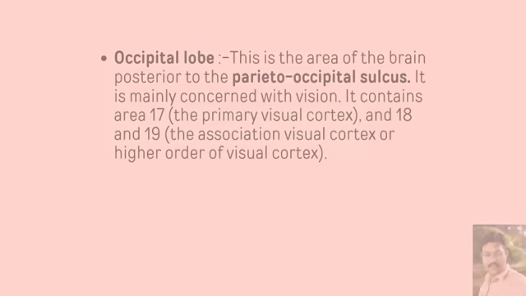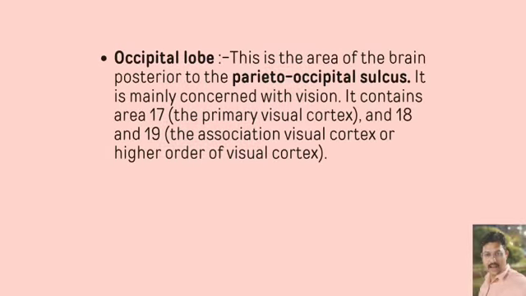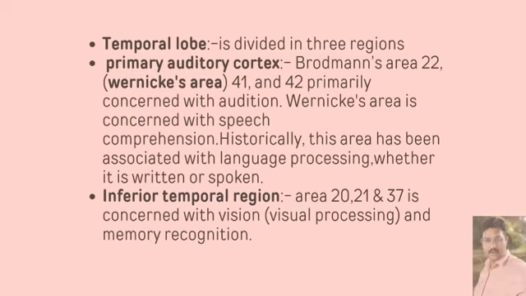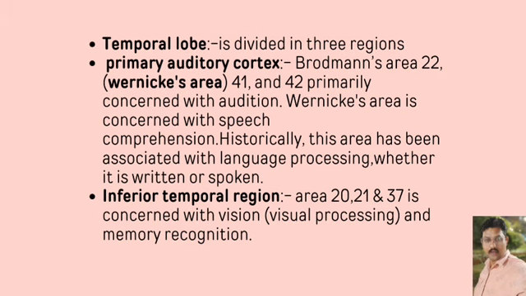The visual cortex is present in the occipital lobe. Area 17, 18, 19 are present posterior to the parieto-occipital sulcus. The primary auditory cortex, olfactory and gustatory cortex are present in the temporal lobe. Wernicke's area 22 is concerned with speech comprehension. Olfactory cortex is also connected to the limbic lobe to control limbic functions and olfaction.